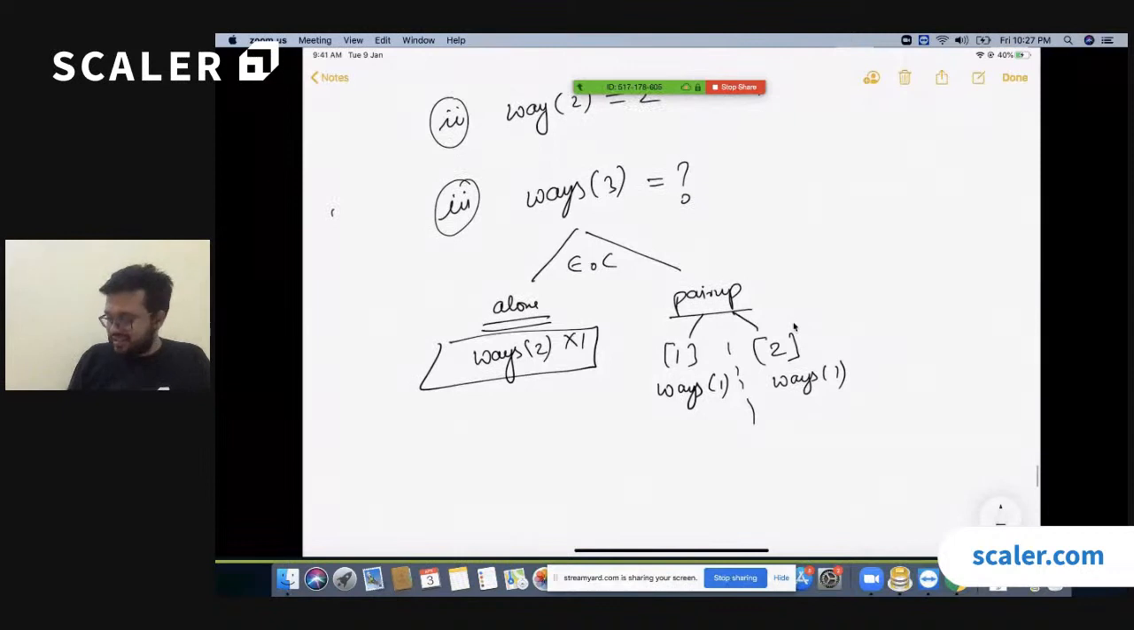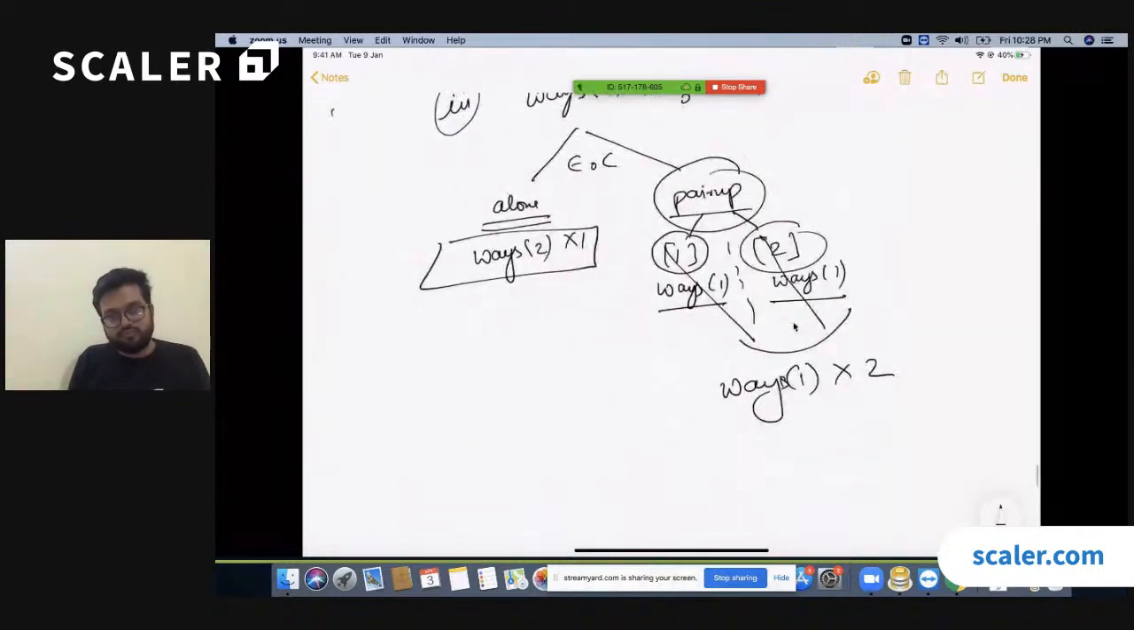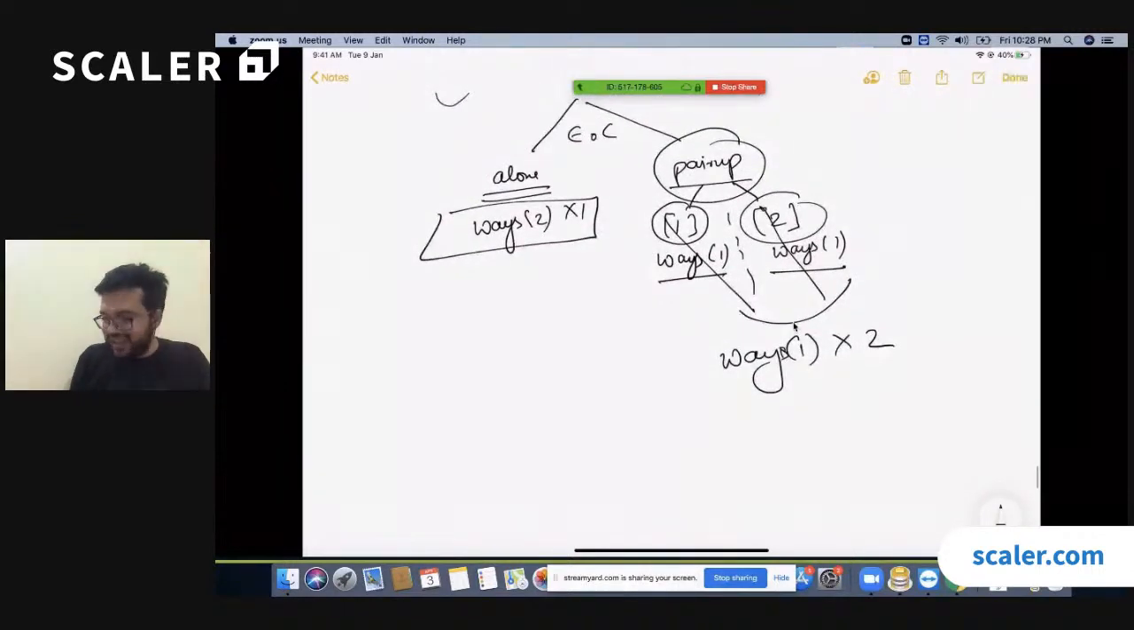So you see that for pairing up, you have ways 1 plus ways 1. How many times are you adding ways 1? That is the number of people remaining in the party. So in other words, you can just call this the number of ways one person can enjoy the party multiplied by 2. So for 3, you get the answer by the number of ways 2 people can enjoy the party, which is 2 multiplied by 1, plus the number of ways 1 person can enjoy the party, which is 1 multiplied by 2, which makes it 2 plus 2, which is 4. So the number of ways 3 people can enjoy the party is 4.